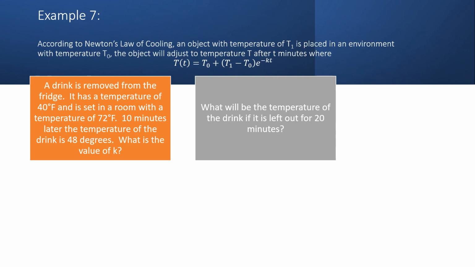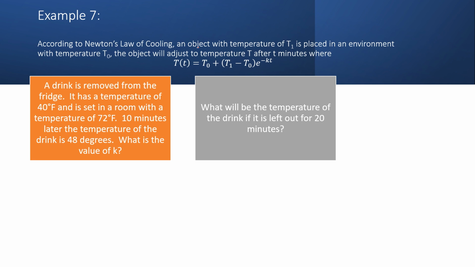This is an intimidating problem, so we're going to go through it together. It does give us a formula, so that's super helpful, but there is a lot going on and a lot of confusing terms here. So according to Newton's law of cooling, an object with a temperature of T1 is placed in an environment with a temperature of T0. The object will adjust to a temperature of T after t minutes, where we have this big old formula. So what on earth do all these T's mean?